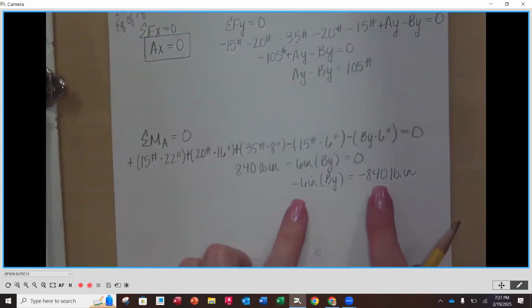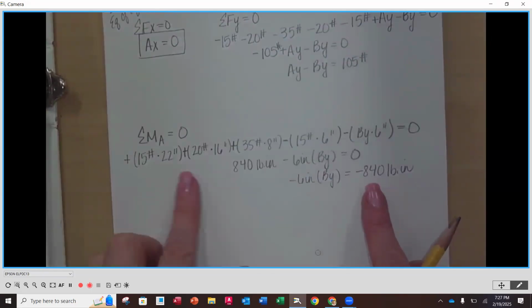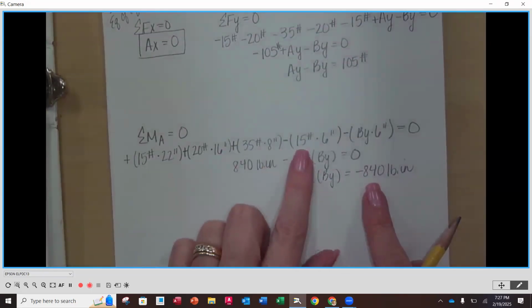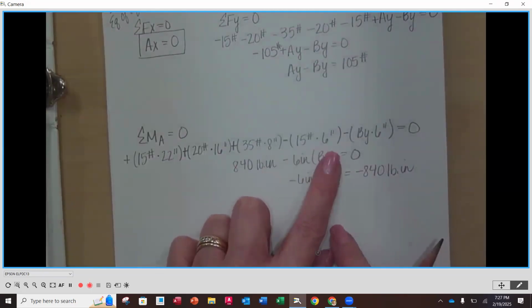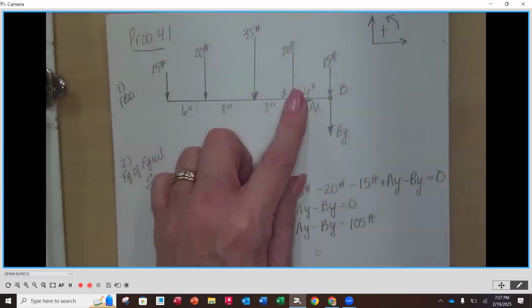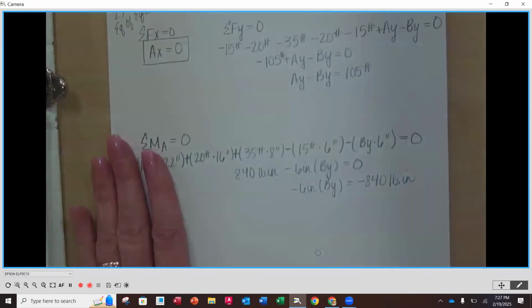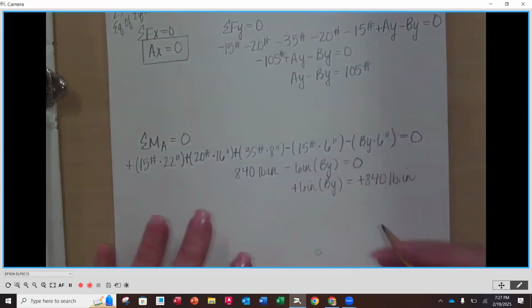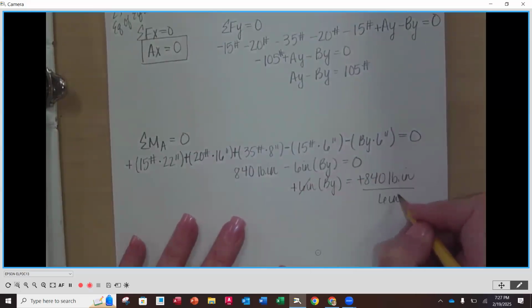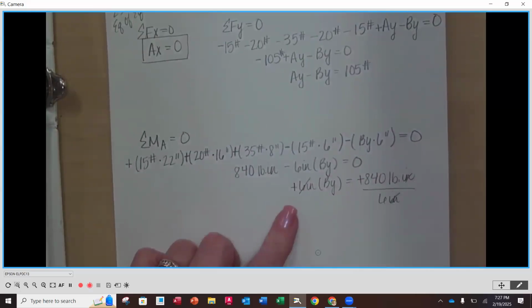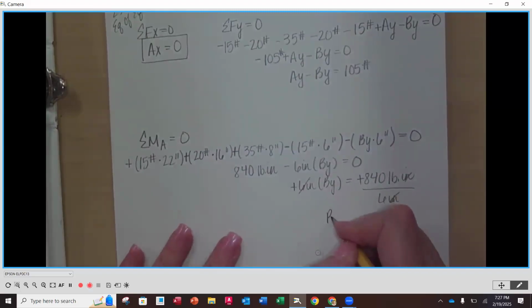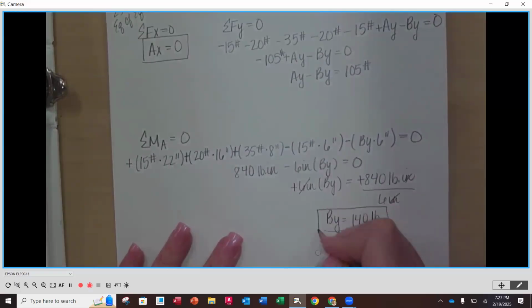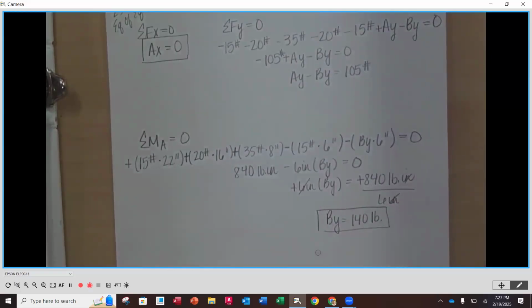Before I go further, I just want to double check. Did you guys get 840 by combining all those values? You had to have a negative 15 times 6, okay, and a negative By times 6, because you kind of go to the other side here. It goes in a clockwise direction, so it becomes positive on both sides. And then I'm going to divide by 6 inches. My By comes out to be a positive 140.